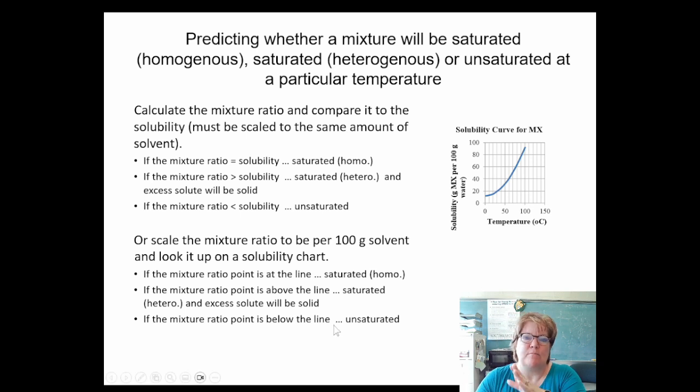Or I can scale the mixture ratio to be per one. Or I could scale the solubility. I could look up the value on the solubility chart and scale my solubility down to what the lab ratio is, and then compare the numbers. But the idea being, I'm going to compare what's in my mixture to the solubility that I get from the graph. They have to be in the same amount of water, so I have to scale it one way or another.